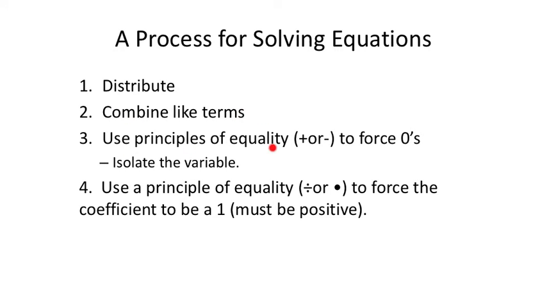And then we use principles of equality, whether it's addition or subtraction. We use those to make zeros. That's isolating the variable. And like I said, we may have to zero out x terms if they're on the wrong side of the equal sign. And then the last thing we do is make the coefficient of x a positive one. Usually it's the division principle of equality, but we may have to use multiplication, which we did see on the mastery quiz.